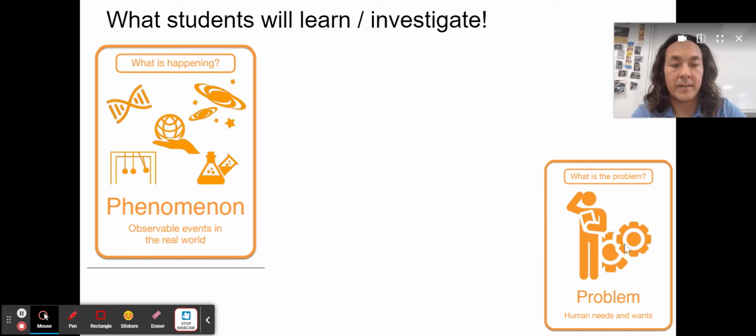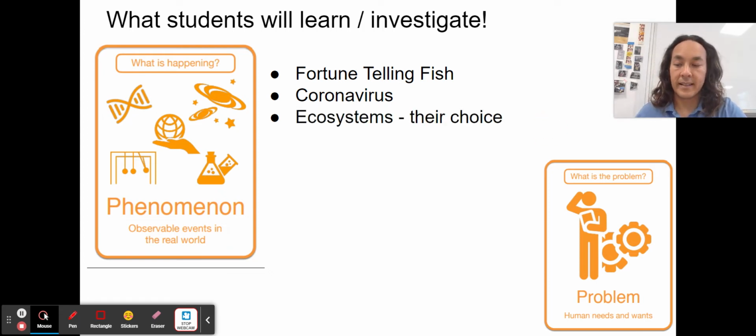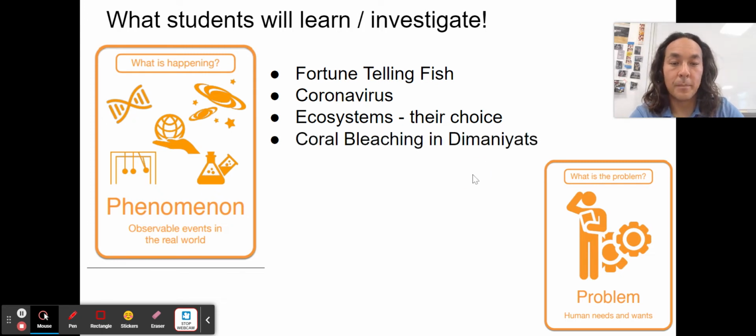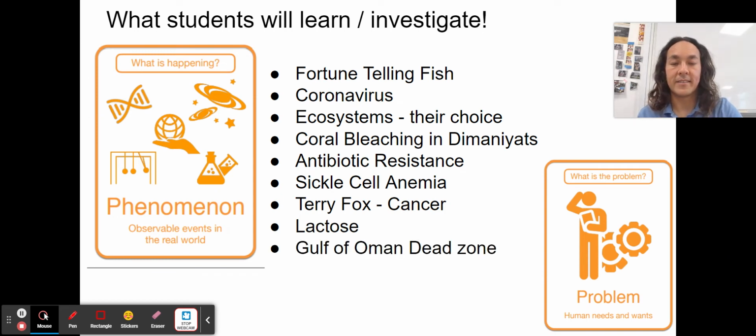You also look at problems, right, in engineering. So let's look at some examples here. The fortune telling fish I gave out in class today would be a good one. The coronavirus: we're going to analyze, is it alive? Is it not alive? How does it impact us? Ecosystems, and like I said, your choice of an ecosystem. So I really like Finn's Beach in Oman, and I'll be looking at tidal pools there. Coral bleaching, antibiotic resistance, sickle cell anemia, Terry Fox and cancer, lactose tolerance and intolerance, the Gulf of Oman dead zone, and many more. So that's what we'll investigate.